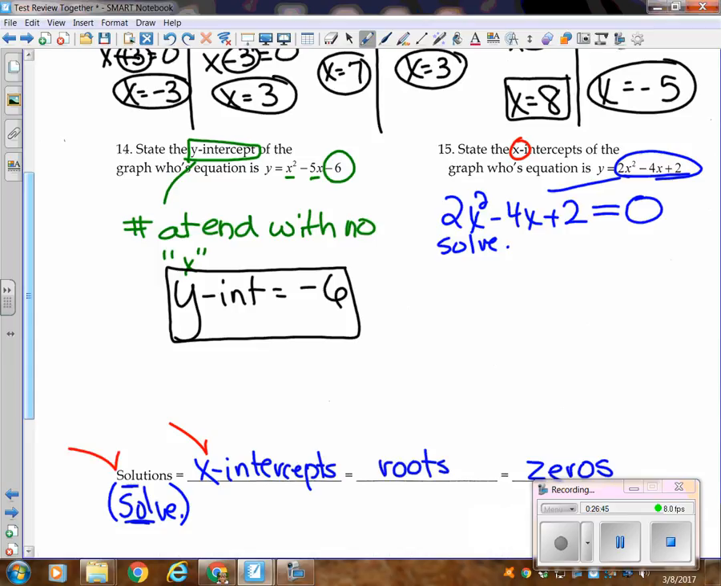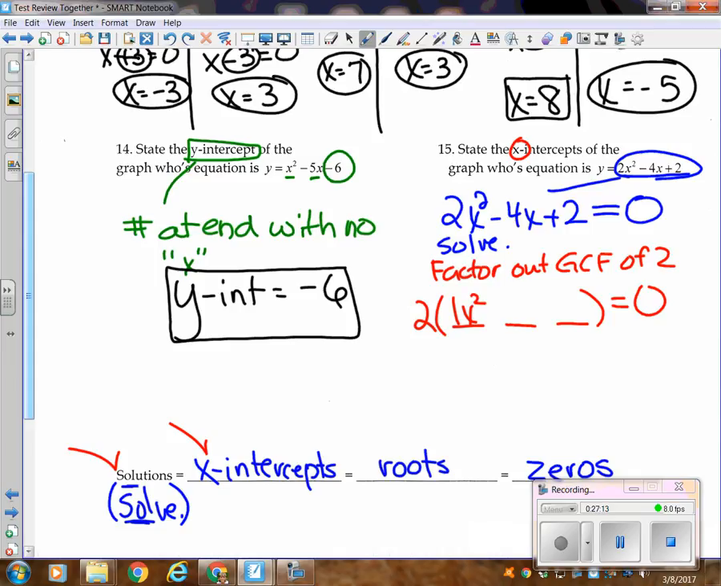Okay, 2x squared. I notice I have a 2 in every number. So I'm going to factor out the GCF of 2. Okay, x squared minus 4x plus 2. Oops, getting ahead of myself. 3 blanks. Remember to divide out the 2. Divide out the 2. 1 x squared is left. Divide out the 2 in the middle. -2 with x. And divide out the 2 at the end plus 1.